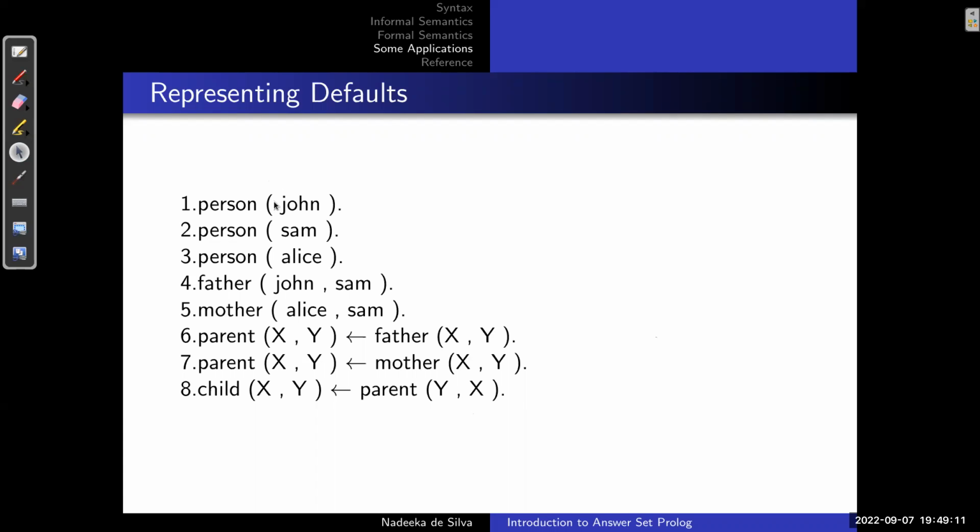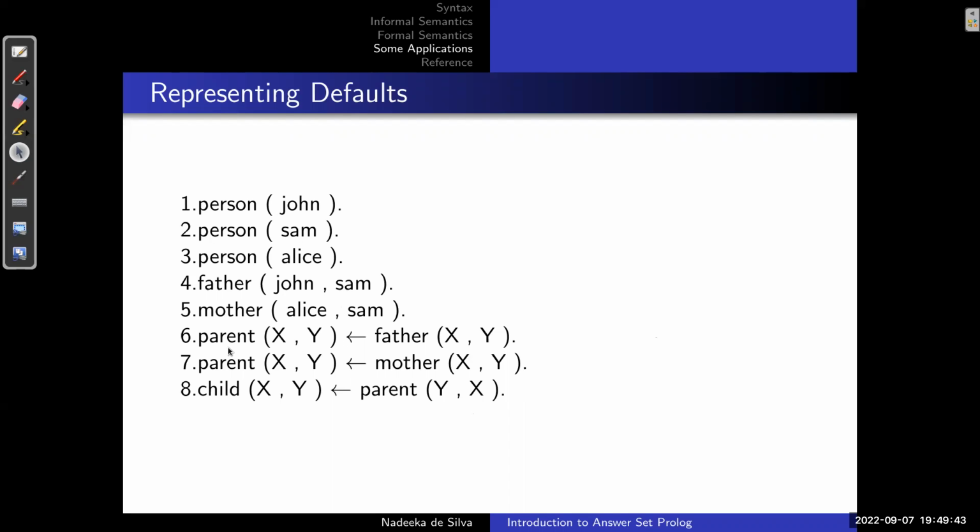family. So here the objects of this family are John, Sam, Alice, and we have two variables X and Y in our signature. Then we have predicates. Here person is a predicate, and John is a person, Sam is a person, Alice is a person. Also we know John is the father of Sam, Alice is the mother of Sam.